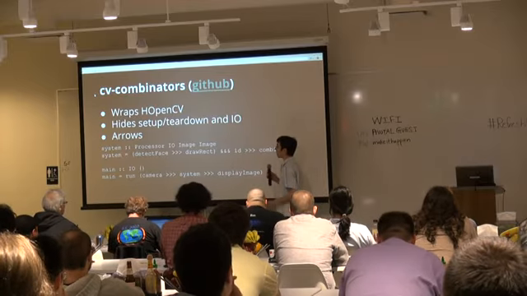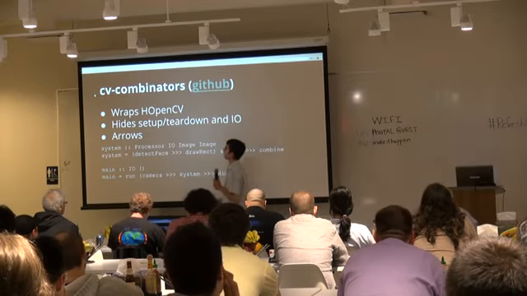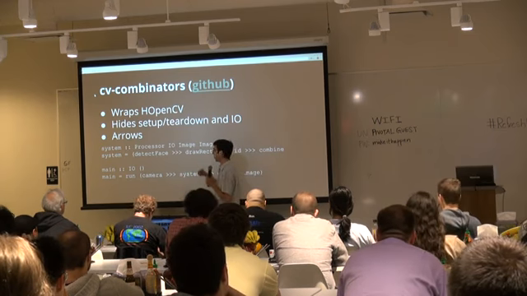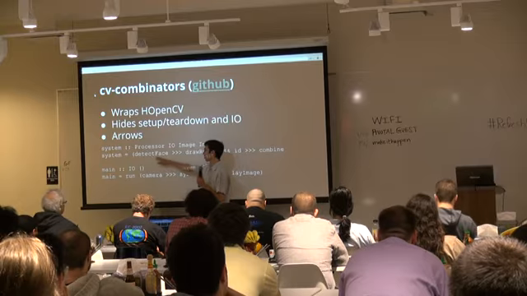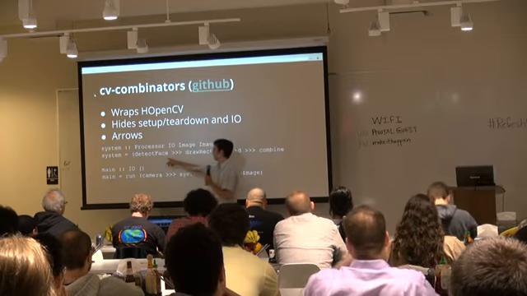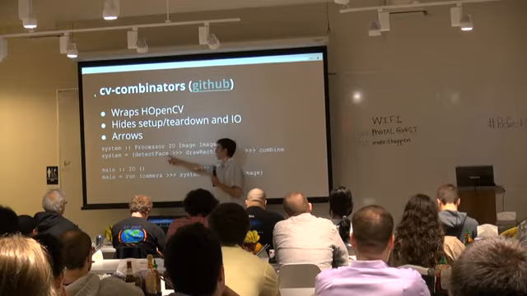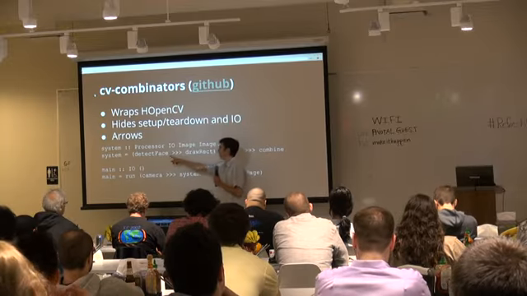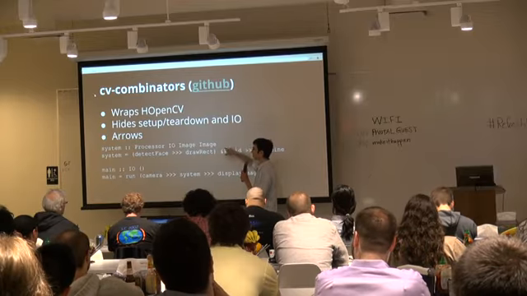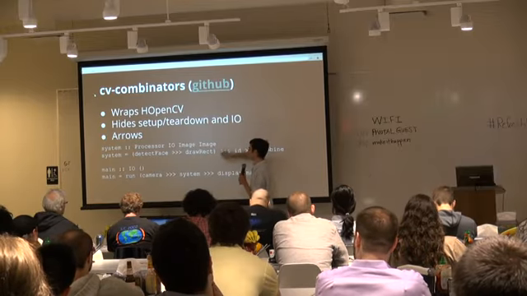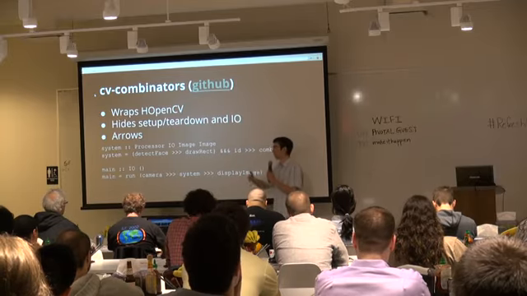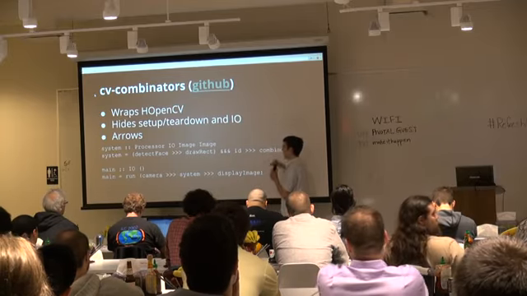So here is an example program using CV Combinators, the same program we saw before. Here it's really easy to read. You don't even need to really know how to program in Haskell. You see where the system feeds the detected face into a draw rectangle. This is kind of like a parallel operation. So in parallel to that, it does identity, which means whatever comes in goes out. And then it combines them.